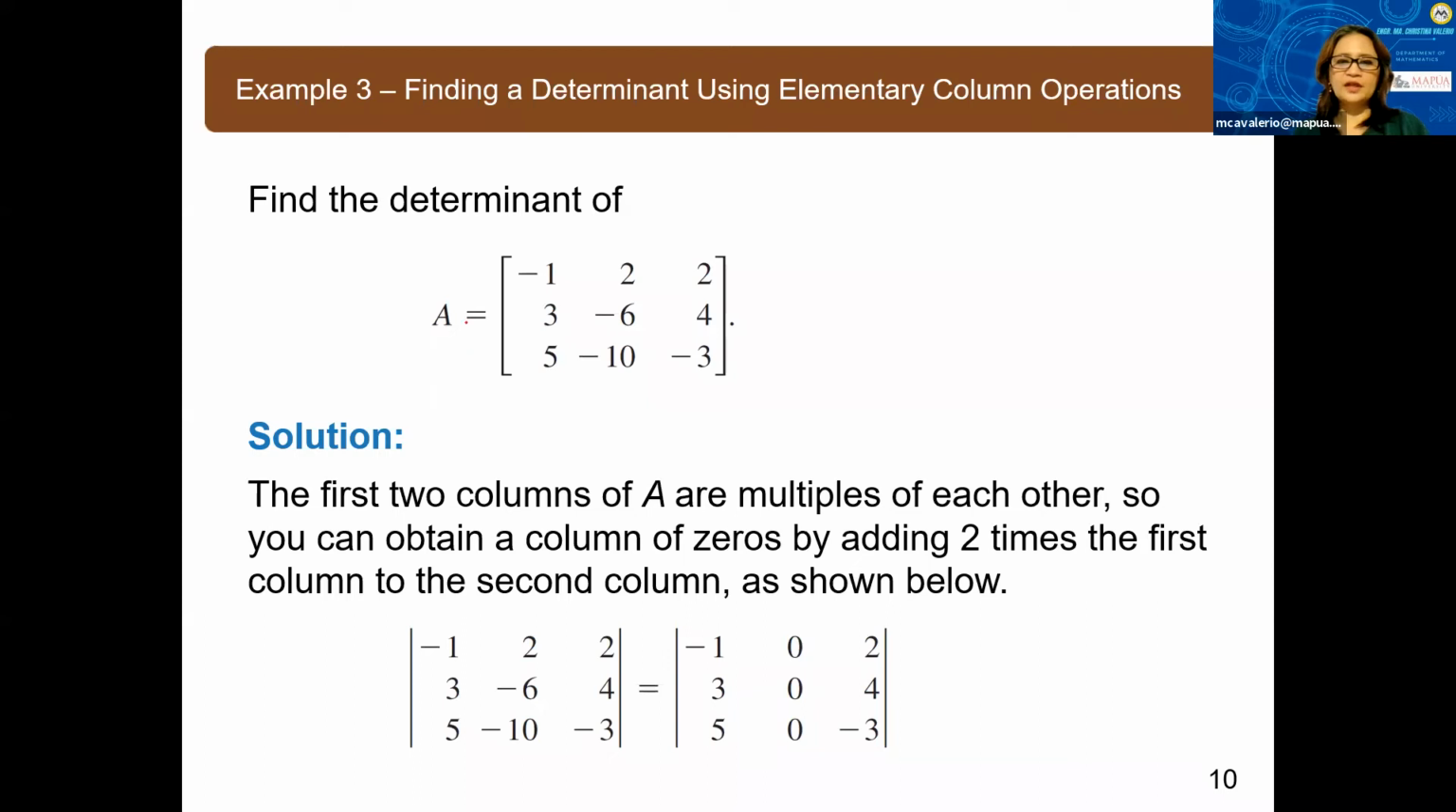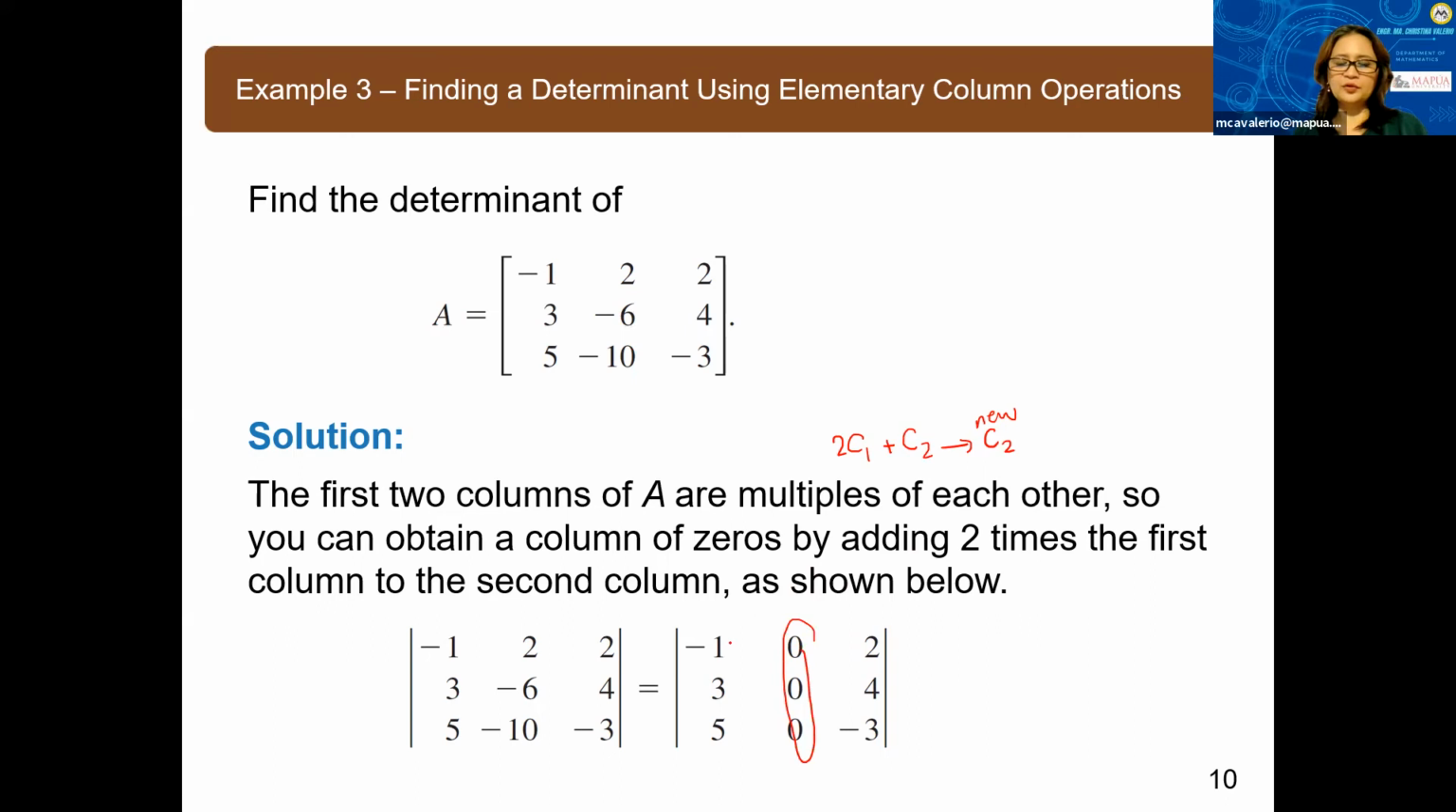Now, A is also a 3 by 3 matrix, and notice that the first two columns of A are simply multiples of each other, so you can obtain a column of zeros. If I multiply column 1 by 2 and add it to the entries of column 2 to be the new column 2, then we will have the new column 2. We ended up with a column of zeros.